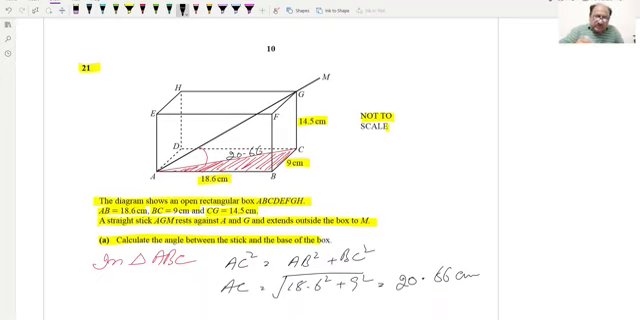Now we can consider the triangle. Which triangle are we considering now? We are considering this triangle.